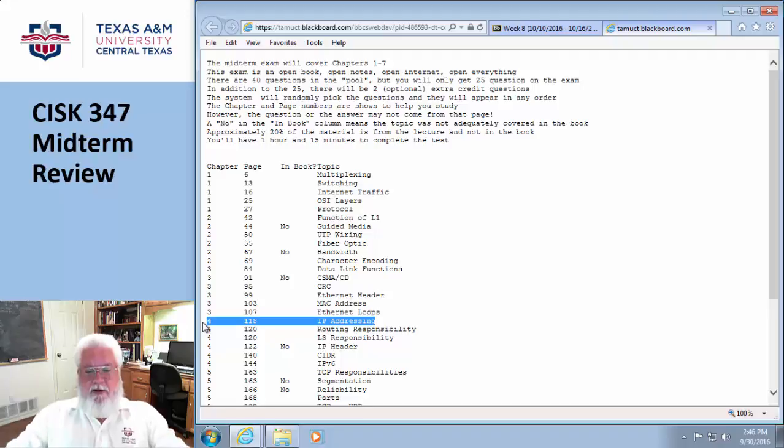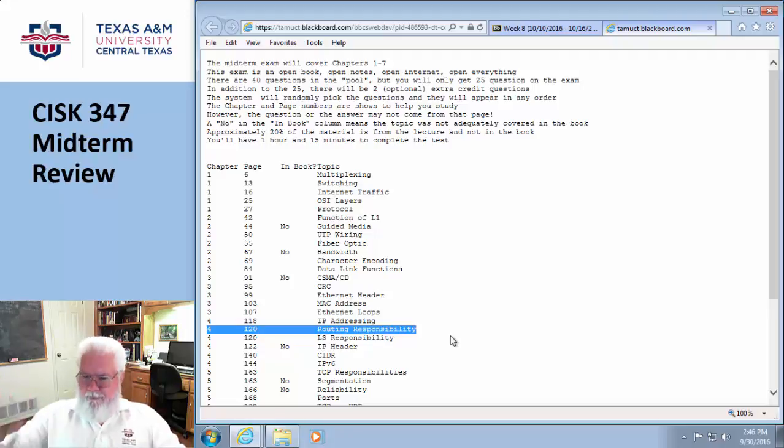The next one talks about routing responsibility. Who has what kind of responsibility? What responsibility does a PC have? What responsibility does a router have? What responsibility does layer 2 have? Layer 3, layer 4? Just who has responsibilities to do routing?